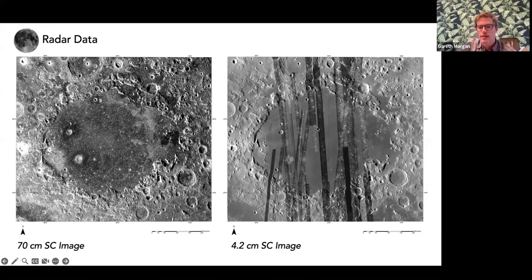The X-band, or the 4.2 centimeter, is a little harder to see because you've got different strips. The instruments aren't radiometrically calibrated, so the absolute backscatter from one strip to the other will change. The relative variations within a given scene should be the same, but you'll get brighter and darker strips as a result of that. But nevertheless, you can make out these little dots, which are crater ejecta, which are very blocky, and so they appear radar bright.